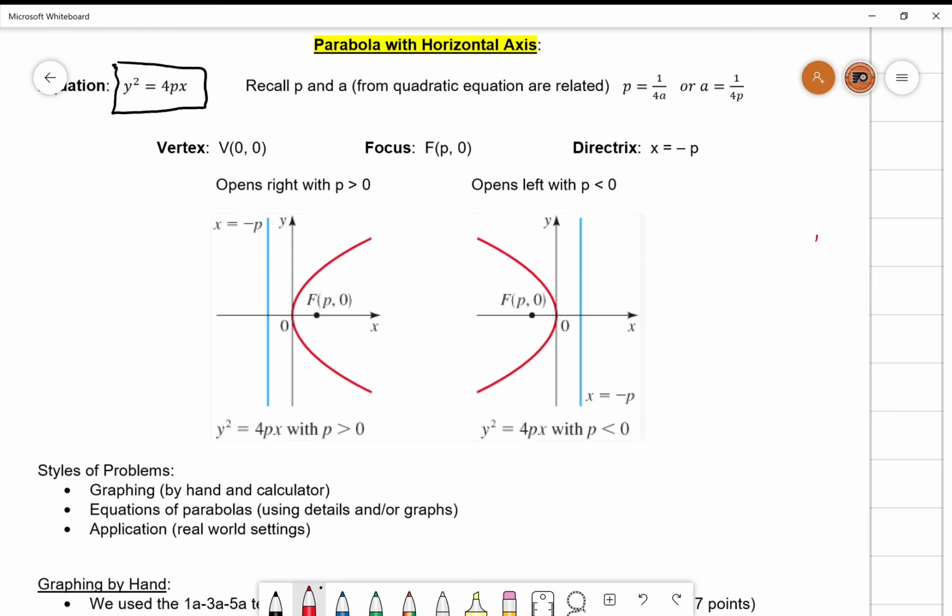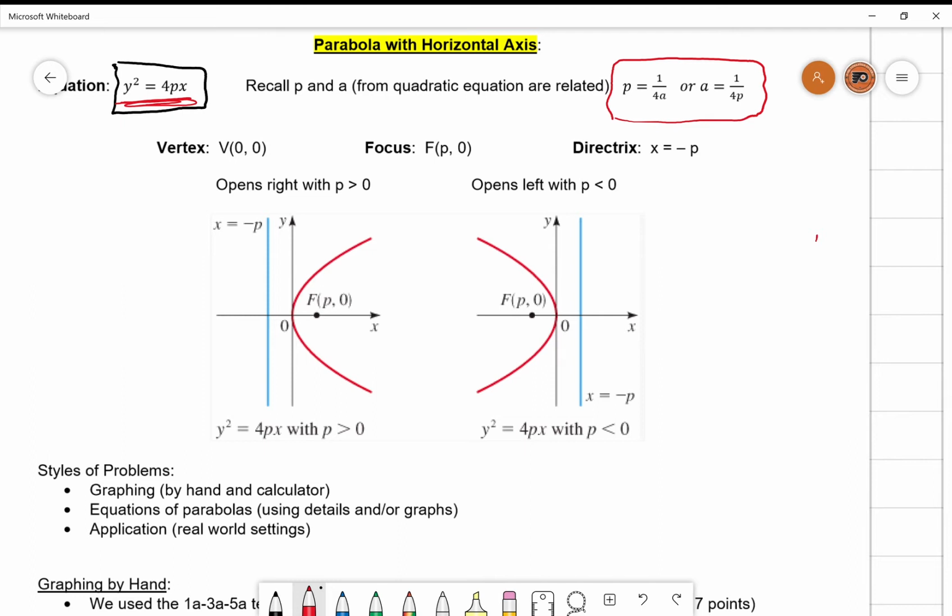Section 11.1, Day 2, Parabolas with Horizontal Axes. So here we are. First of all, the equation, as you can tell at the top, has subtle changes. X squared is now y squared, y is now x. However, everything else is going to be the same. Our p is still 1 over 4a, a is equal to 1 over 4p.